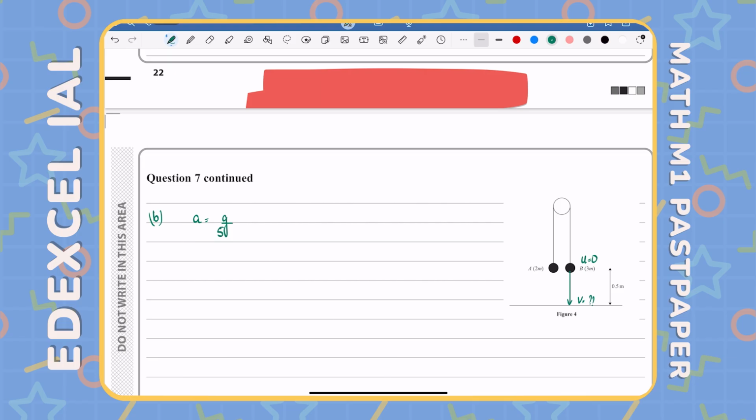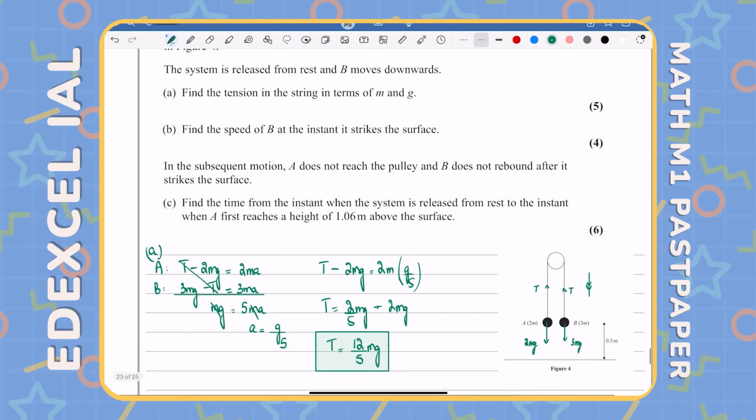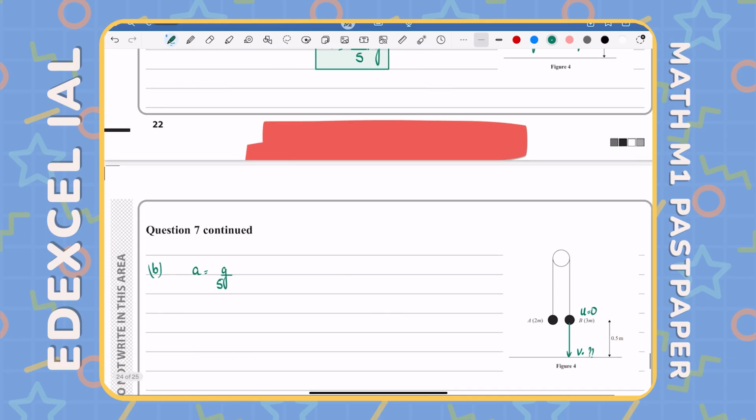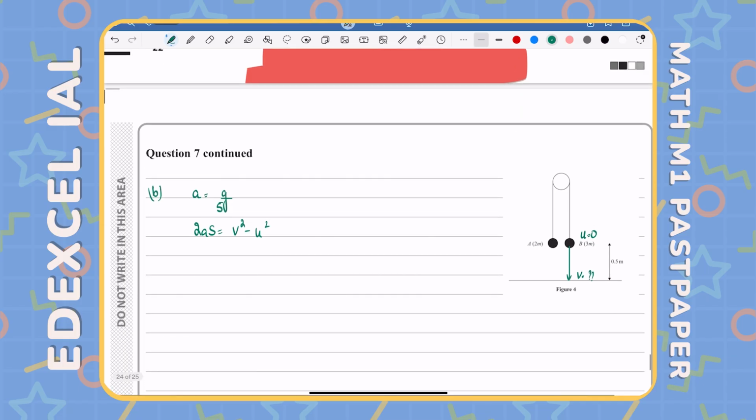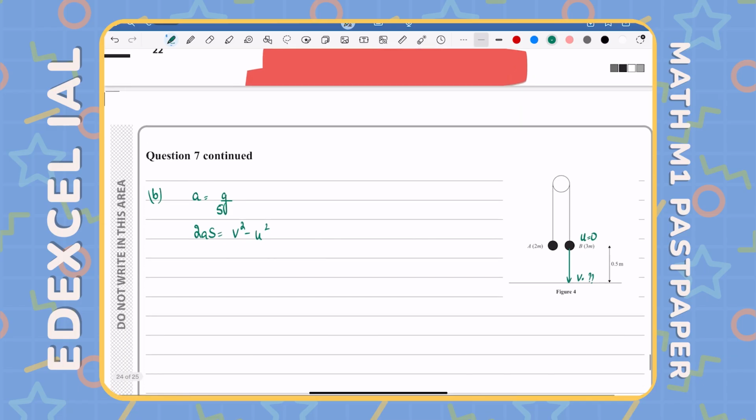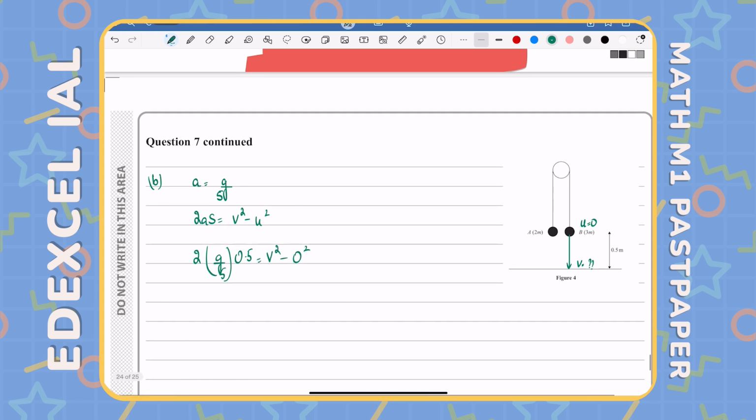So 2as equals v squared minus u squared. This is the equation which can easily be used here. a equals g upon 5, so 2 into g upon 5 times s, which is equal to 0.5, equals v squared, what we're supposed to find, minus 0 squared, because the initial velocity is equal to 0.